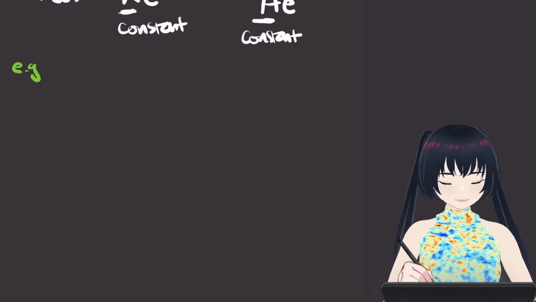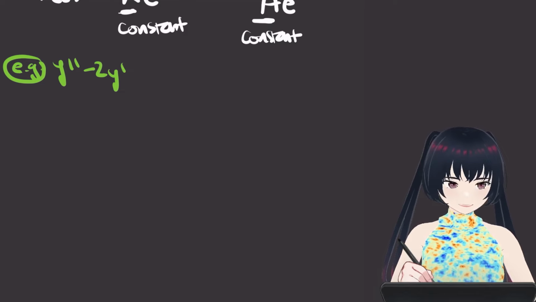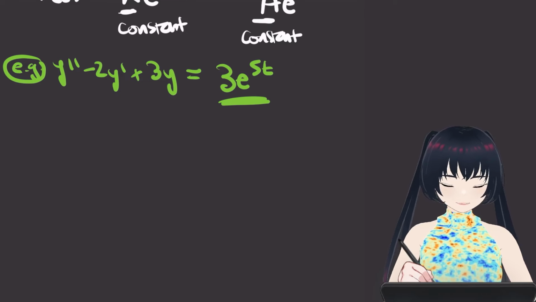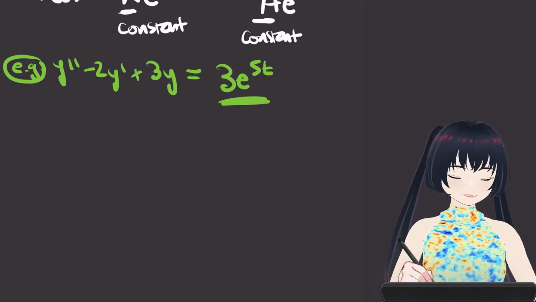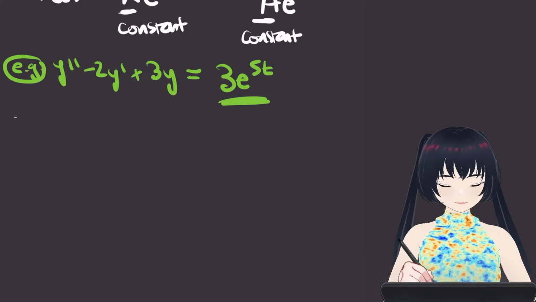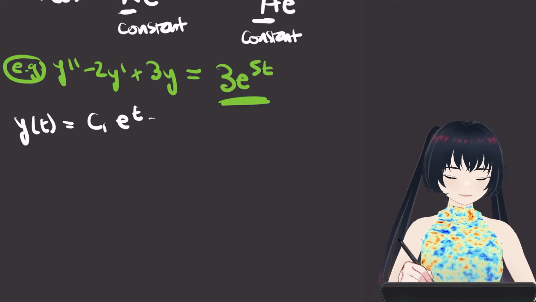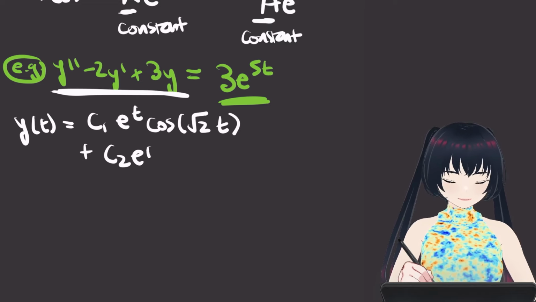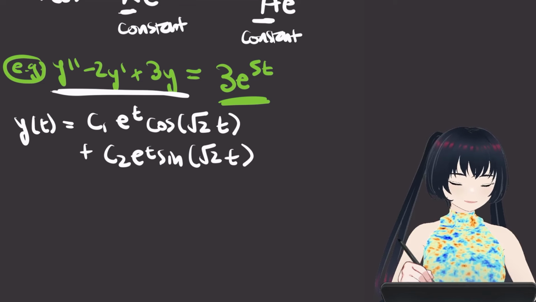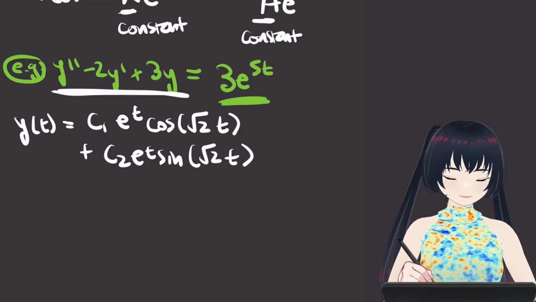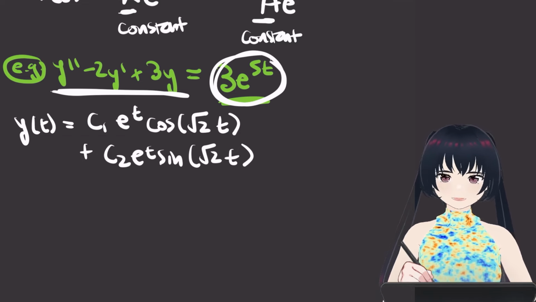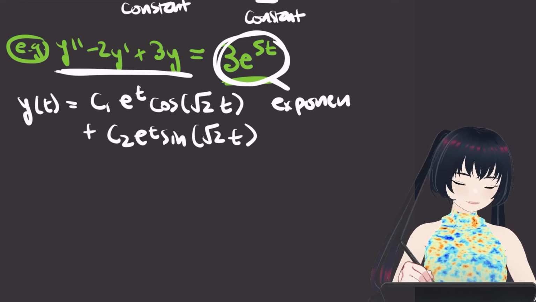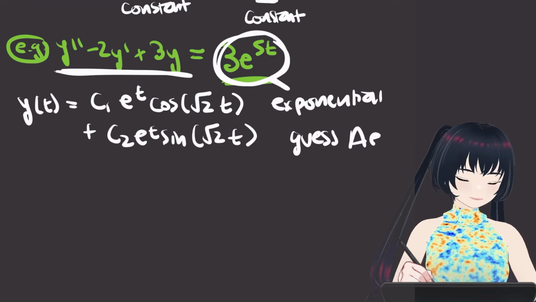So let's go back to our previous example, except this time, instead of 0, we have 3e to the 5t on this right-hand side. Now, don't worry, everything actually remains mostly the same. From our previous solution, we already solved for the characteristic polynomial, solved for lambda, to solve this part on the left-hand side. And all of that remains the same. Now, all we have to do is deal with this right-hand side. And we can use the method of undetermined coefficients. Because this is of the exponential form, we can say, let's guess that the solution will look like ae to the 5t.